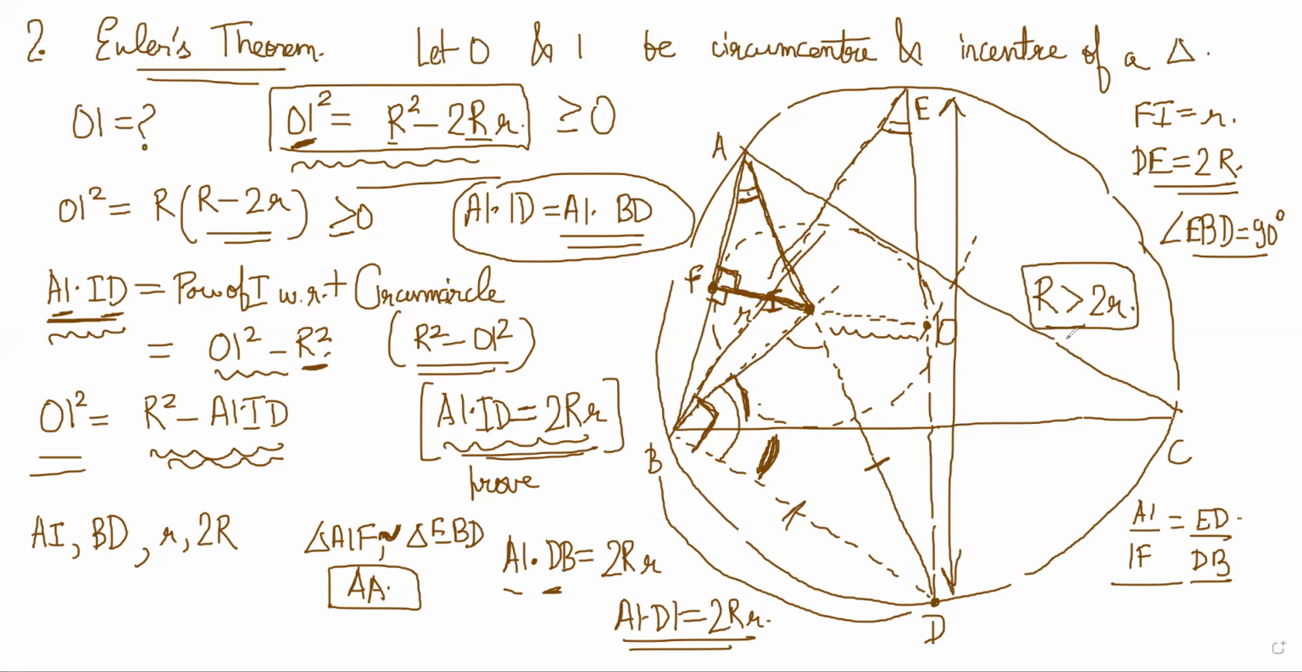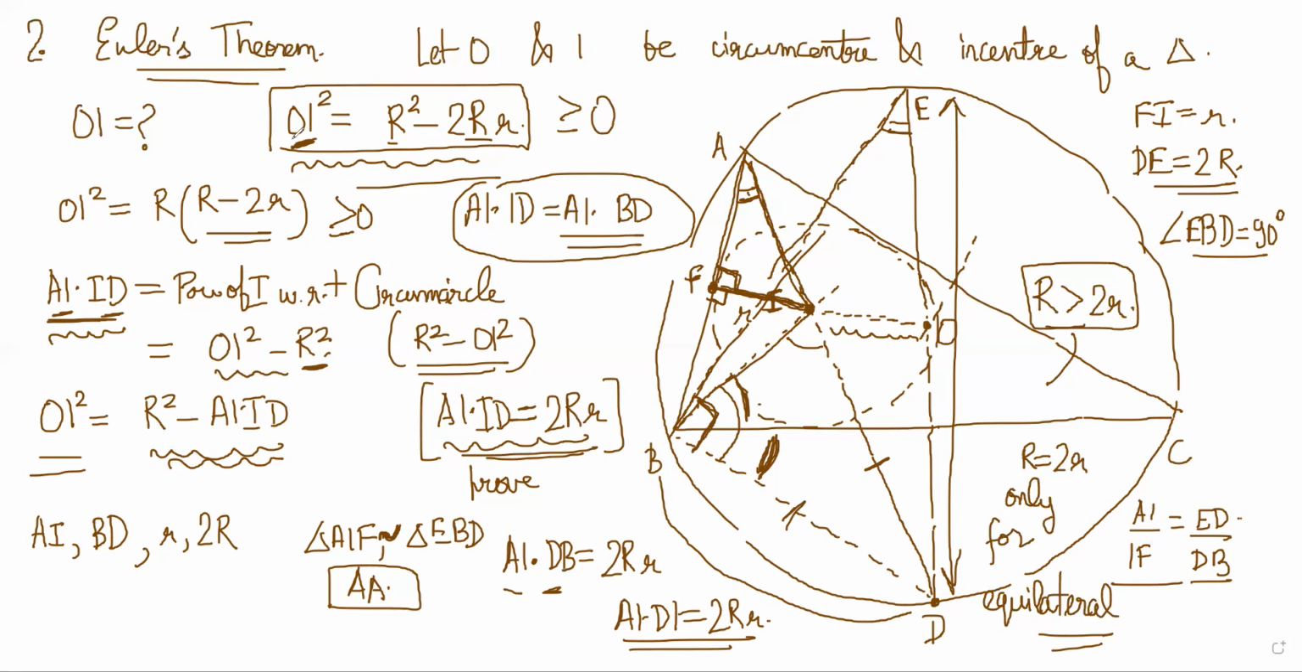When does equality happen? When this distance becomes 0, right? Only for an equilateral triangle. Why? Because whenever R is equal to 2r, OI will be 0. If OI is 0, it means circumcenter and incenter are the same point. So that happens only in equilateral triangles.